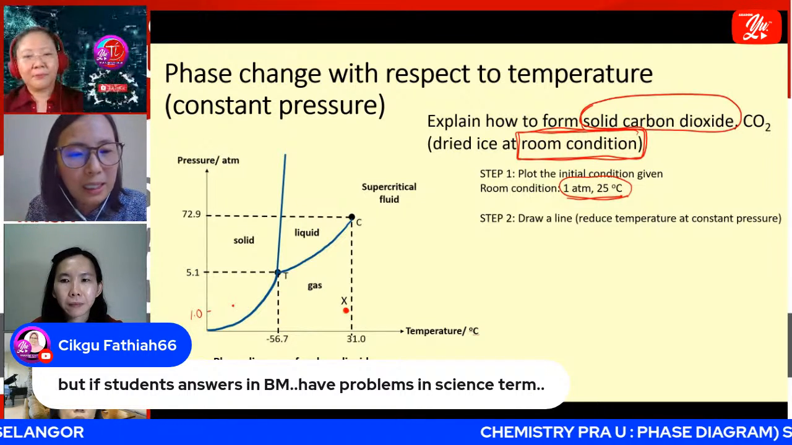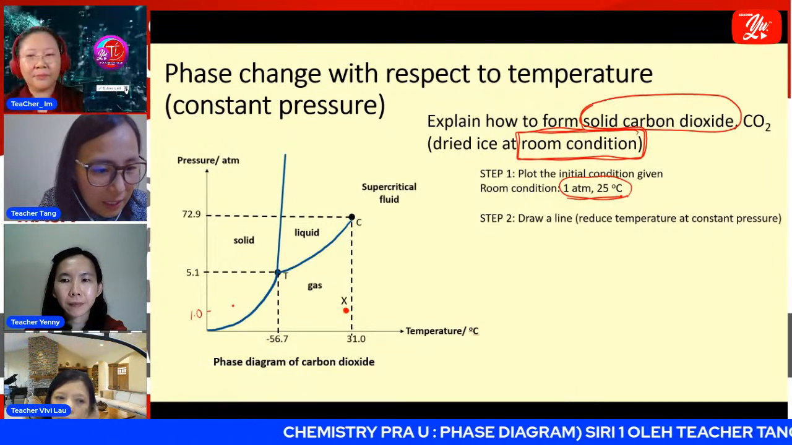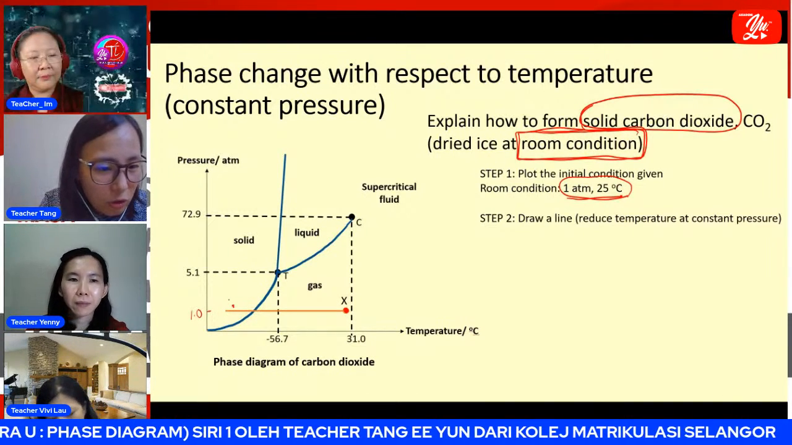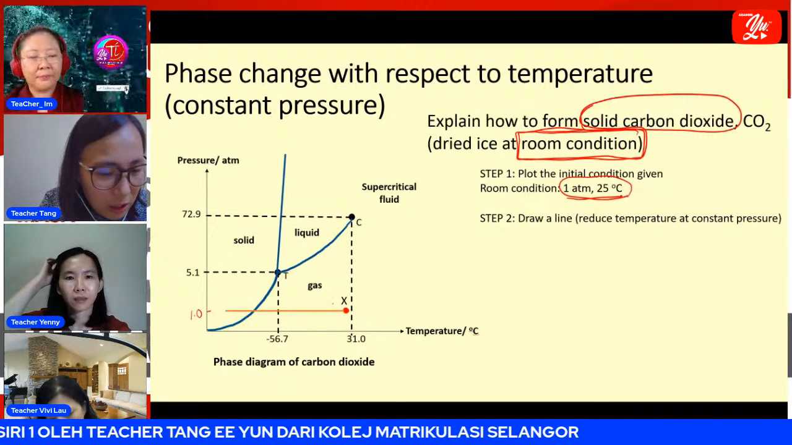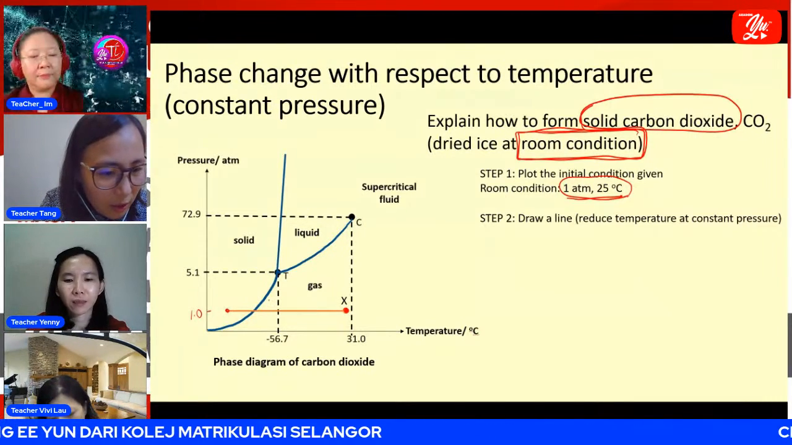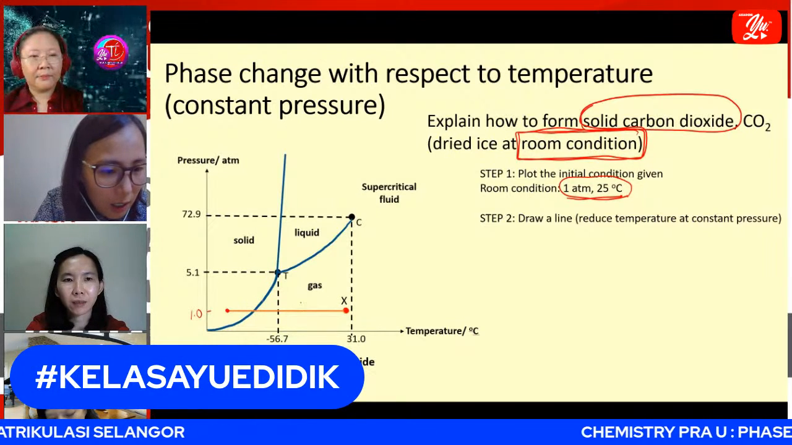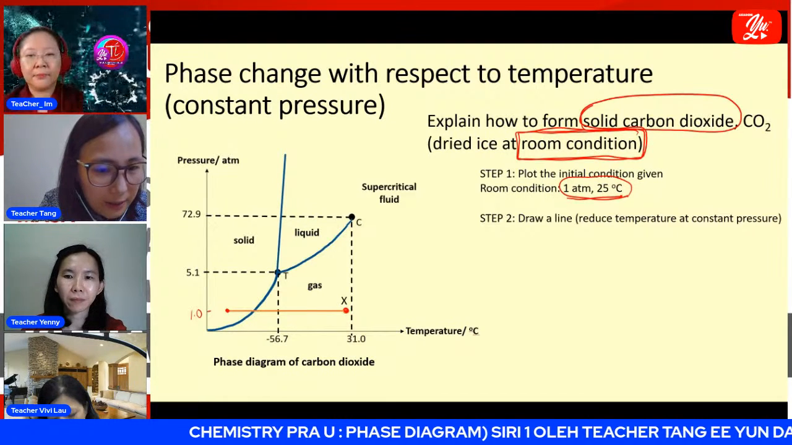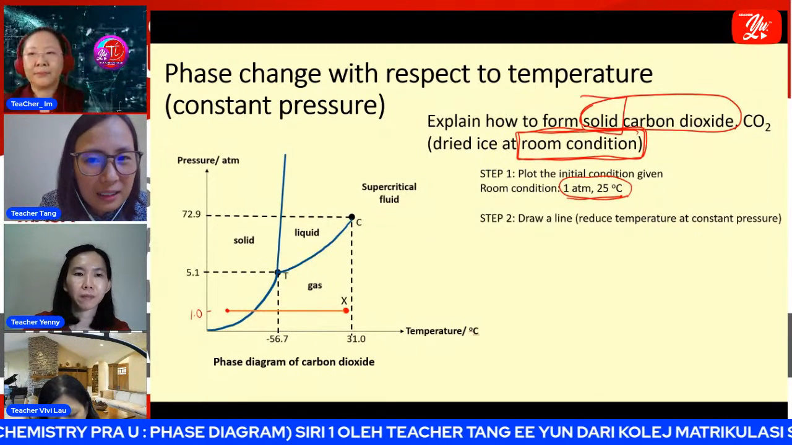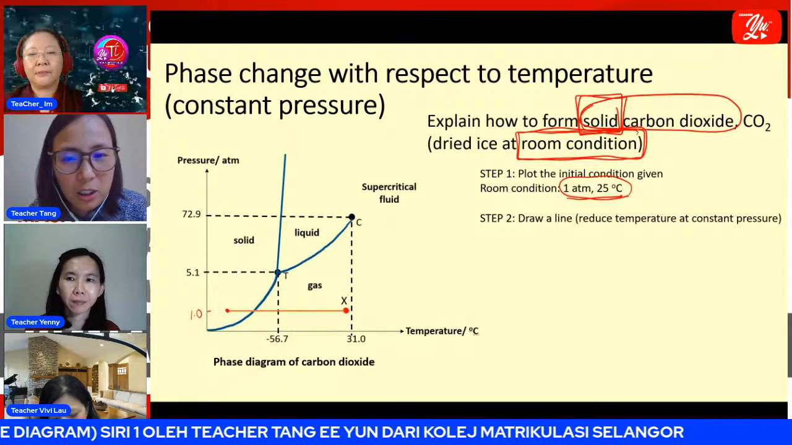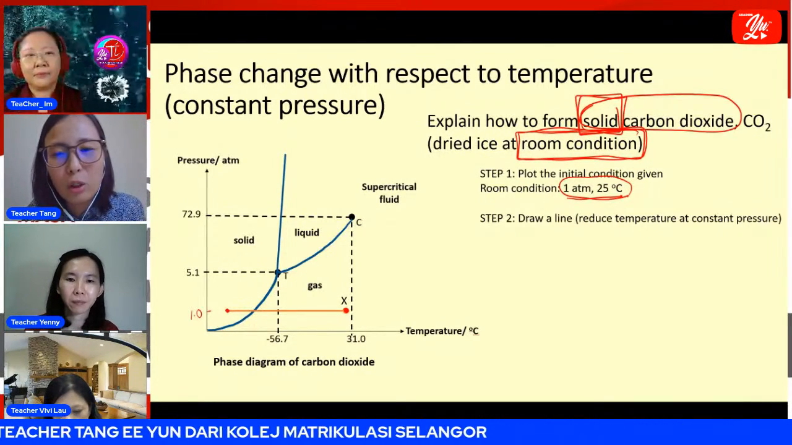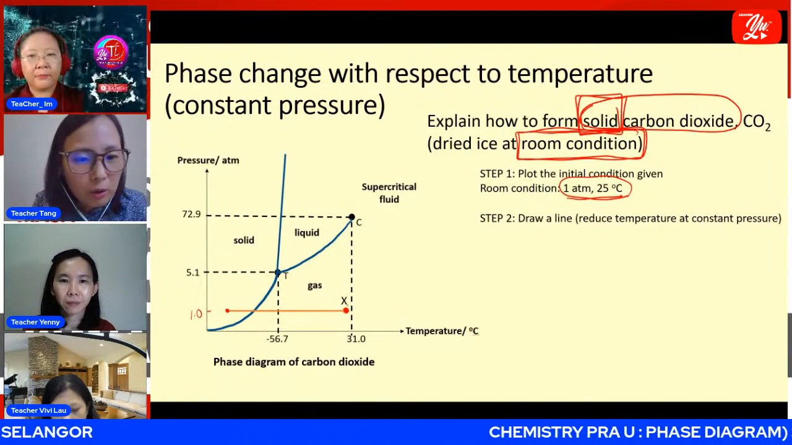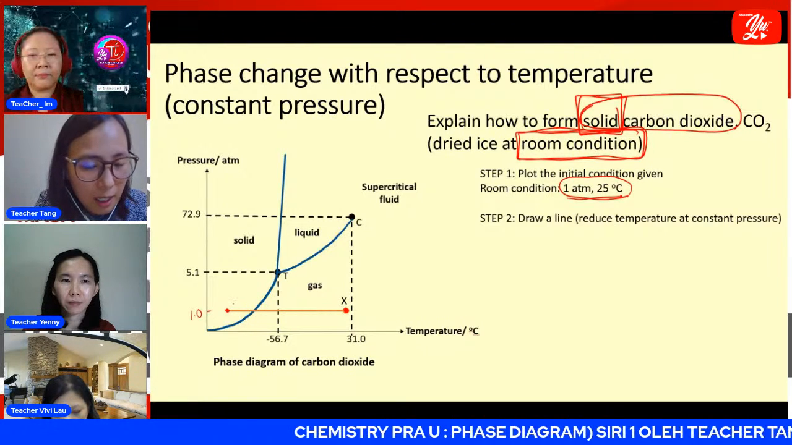So how do you draw the line? So basically, you know it's here. So how do you draw the line? You just need to draw a line. So join your initial conditions with the state. So this is solid. So you are drawing the horizontal line from your initial point in step number 1 to the solid state, given in the question. Okay, so this is step number 2. You draw the line. Okay, so for this question, this is the horizontal line that you can draw.